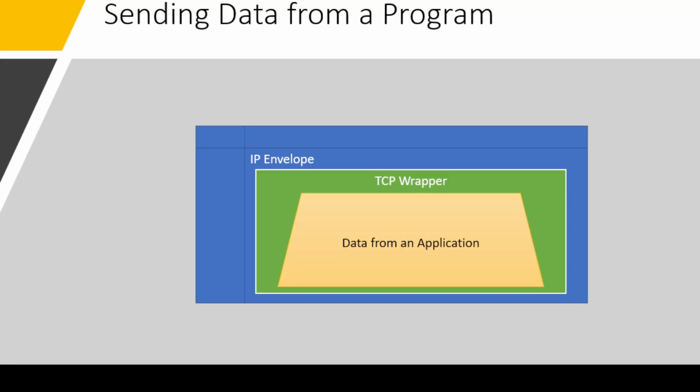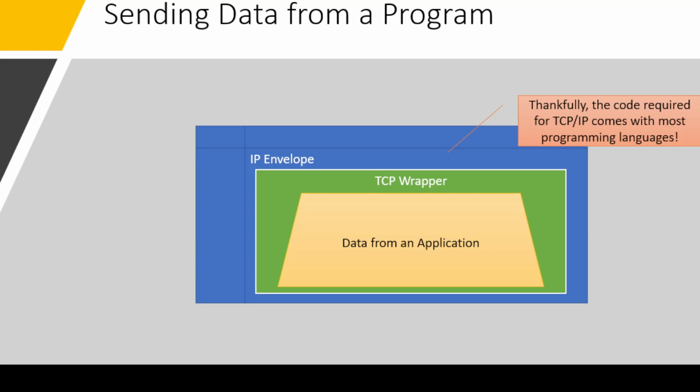Now, when we send data from an application, what happens is our data gets wrapped up essentially in a TCP wrapper, and that is then wrapped in an IP envelope. And thankfully, we don't have to worry about the TCP/IP layer in most programming languages. Somebody has coded that, they've taken care of that for us. All we really need to do is come up with some data and send that. And that's the trick, is you have to figure out what that data inside the application looks like. There's a ton of custom implementations that you can send here.